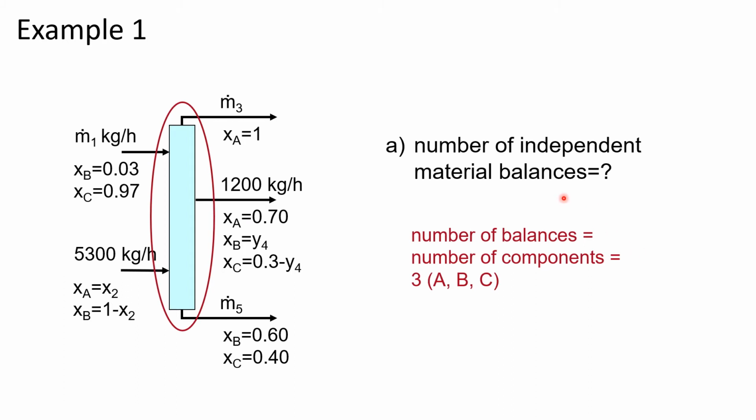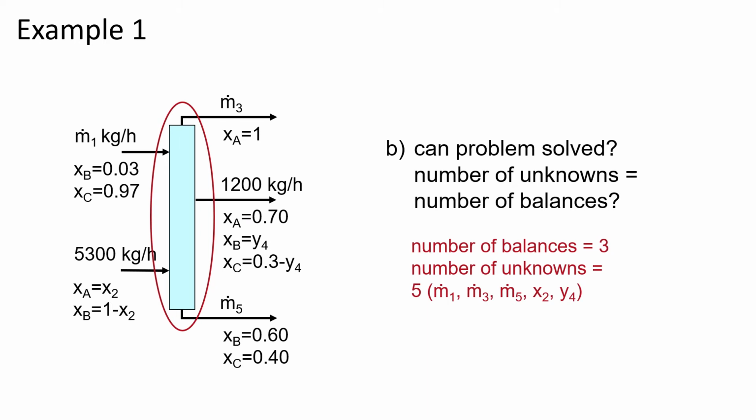Let's check the number of independent material balances that we have for this particular problem for a control volume that goes around the entire column. Well, the number of balances, as we've talked about, is equal to the number of components. We have 3 components, A, B, and C. So the number of independent mass balances is 3.